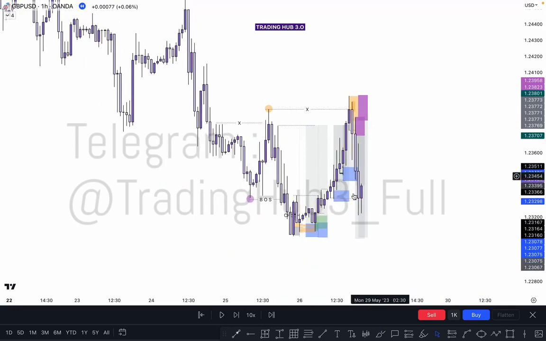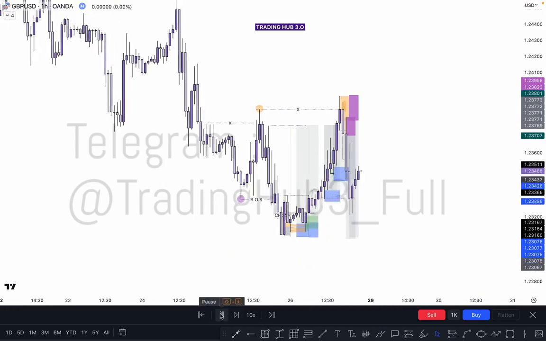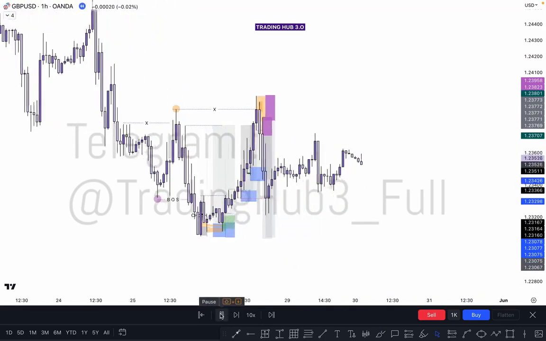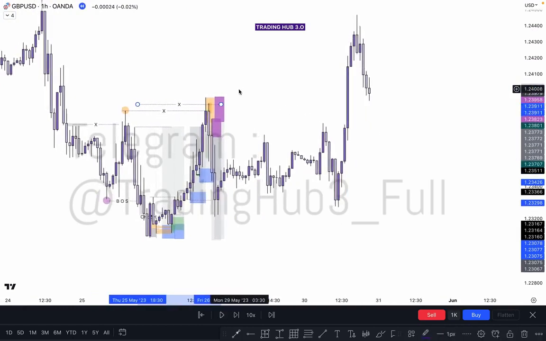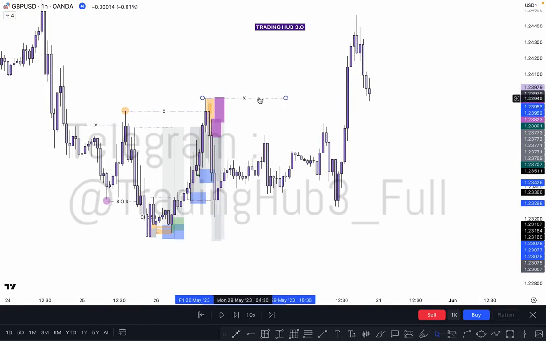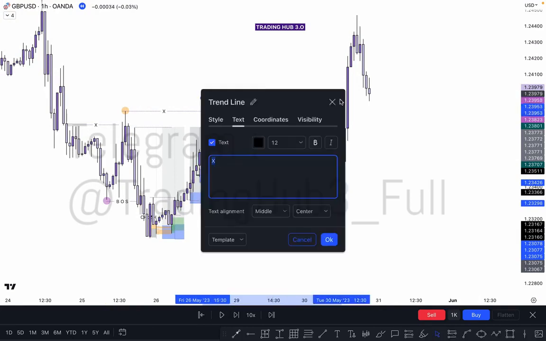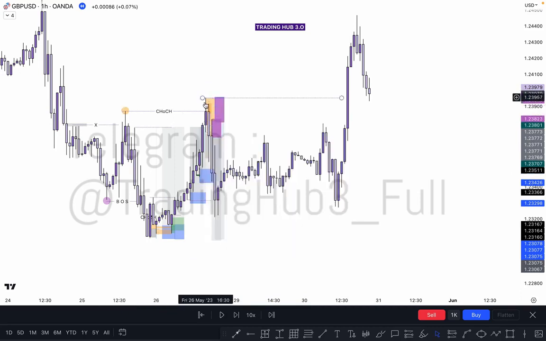So let's see what happened after this, and then we can understand how the market is moving. Okay, now you can see in the next attempt what happened here. The market broke this one. So when the market broke this one, it means this becomes our valid CHoCH. When the market breaks the previous high above it, let me mark this one, this becomes our CHoCH, and this is just a liquidity sweep.